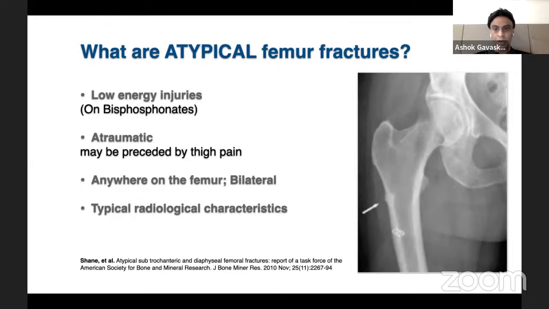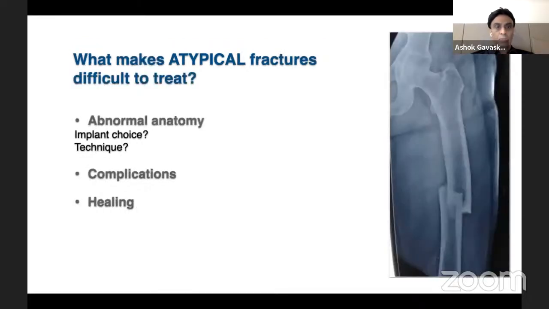So these femurs are kind of trunk-shaped proximally. They have bowing in both planes, and you get laterally thickened bone, and these fractures tend to be low velocity ones. So you have transverse or short oblique patterns, and these fractures typically have a characteristic medial spike. So these are signs that you can look for in AP and lateral x-rays to identify whether they are atypical fractures. So what makes atypical fractures difficult to treat?